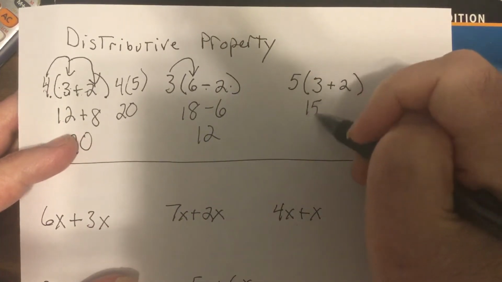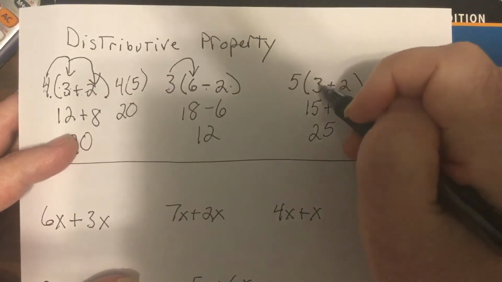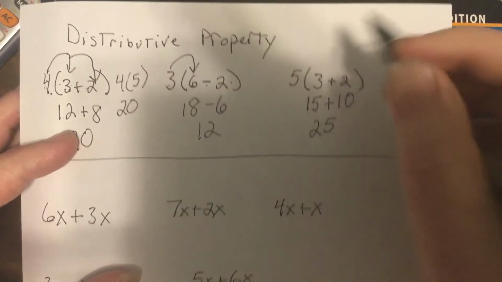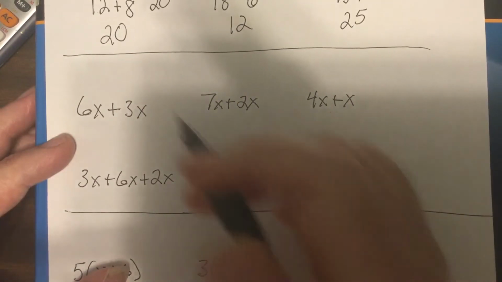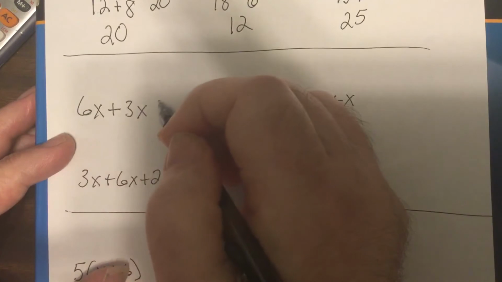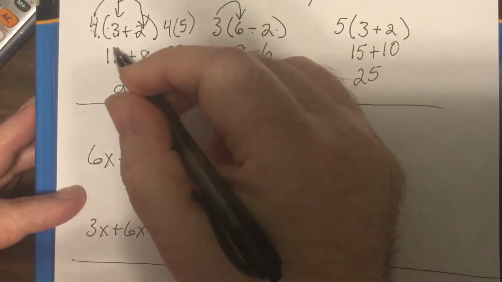So, okay, it's 15 plus 10, which is 25. Or you could go 3 plus 2 is 5, 5 times 5. Now, they actually do this to combine variables. I'm going to show you this once. But what they say to do is to reverse the distribution.